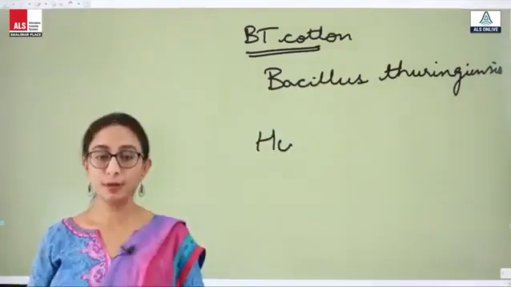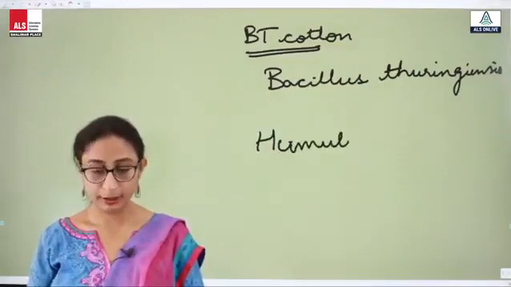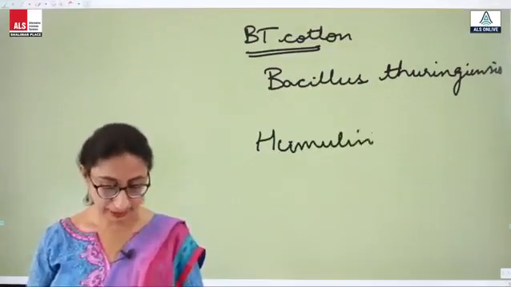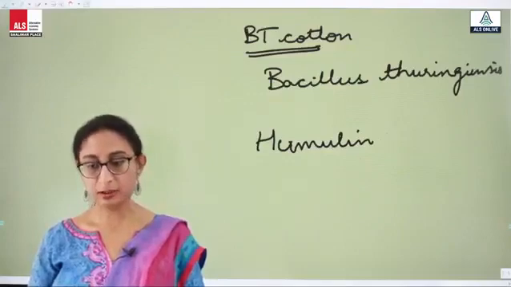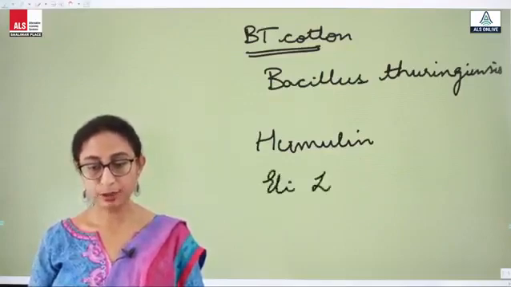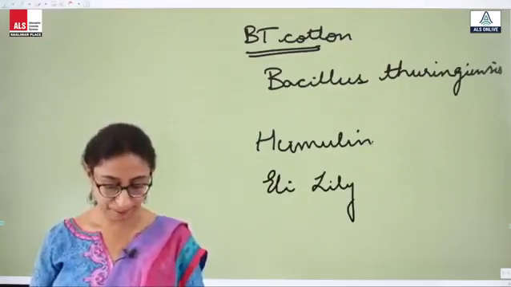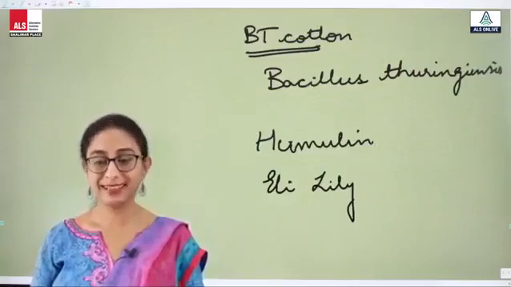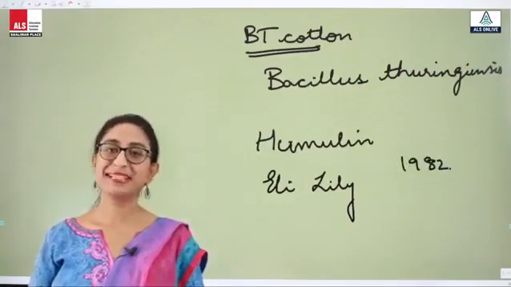Which is the first commercially produced recombinant insulin? The right answer is Humulin. It was developed by Genentech, and it was licensed and marketed by a company called Eli Lilly. So the company name was Eli Lilly, which marketed this product, and the insulin name was Humulin. It was done in the year 1982. So long before we were all born, we had the first commercially produced insulin hormone.